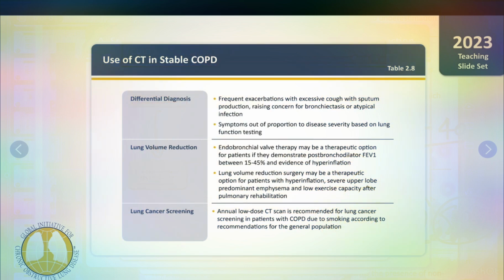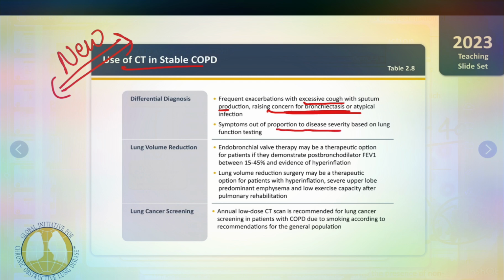Okay. Then comes the use of CT in stable COPD patients. This is actually a new thing which has been added this time only. It is used for differential diagnosis. If there are frequent exacerbations with excessive cough and sputum production, raising concern of bronchiectasis or atypical infection, then we should perform the CT. Also when symptoms are out of proportion to the disease severity based on lung function testing, where lung function testing is not showing that much obstructive airway defect, then we will suspect it should be some other condition.